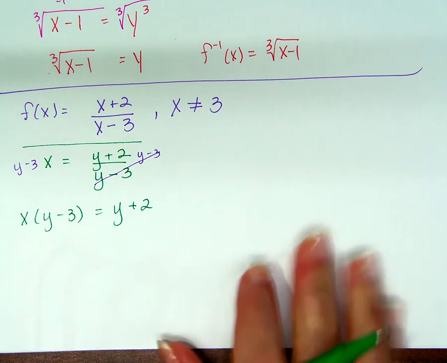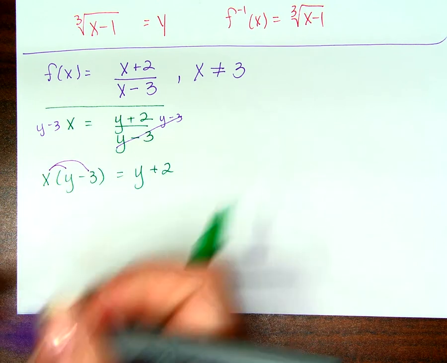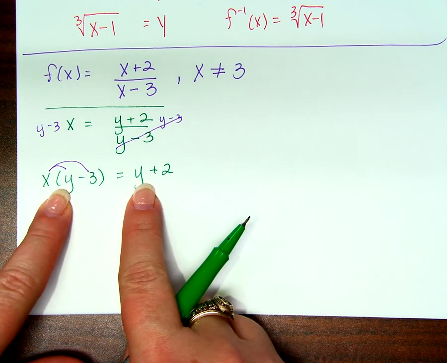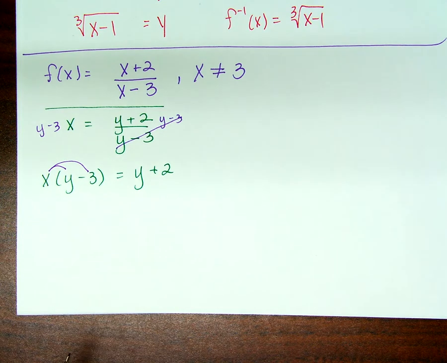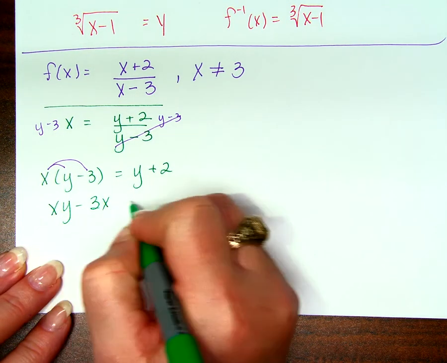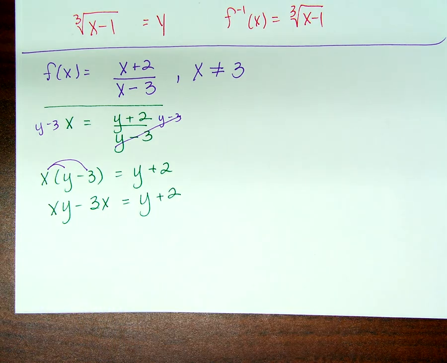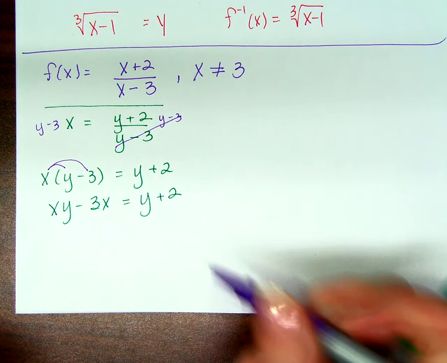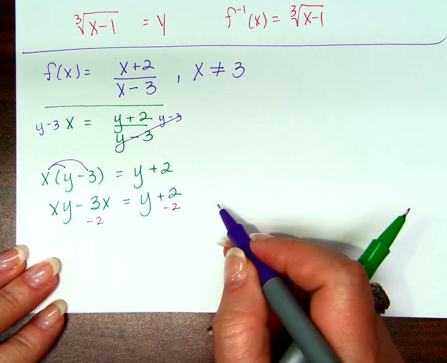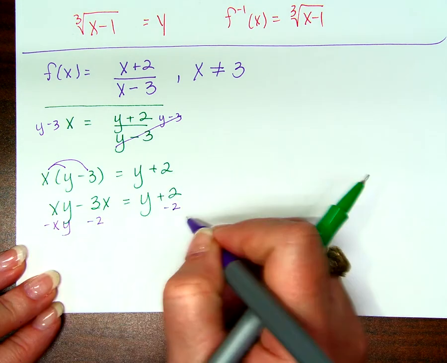Do I want to go ahead and distribute here? Okay. Because my whole goal is to get y by itself, except there's two y's, which means I got to get them together so I could factor it out somehow, right? So xy minus 3x equals y plus 2. Why do you want to subtract 2? Okay, but I have this y over here, so don't I need to get it over here with this other y? Okay, so let's subtract xy.